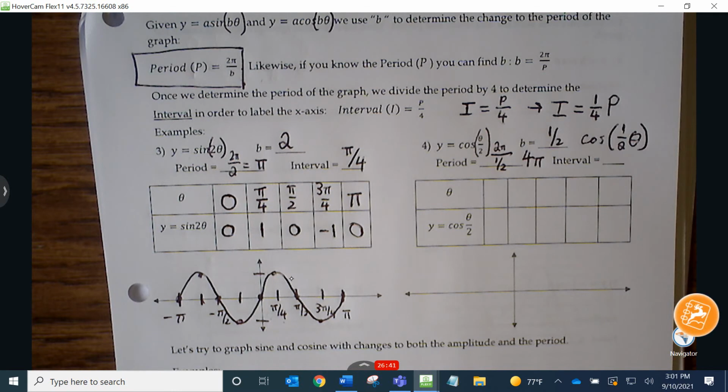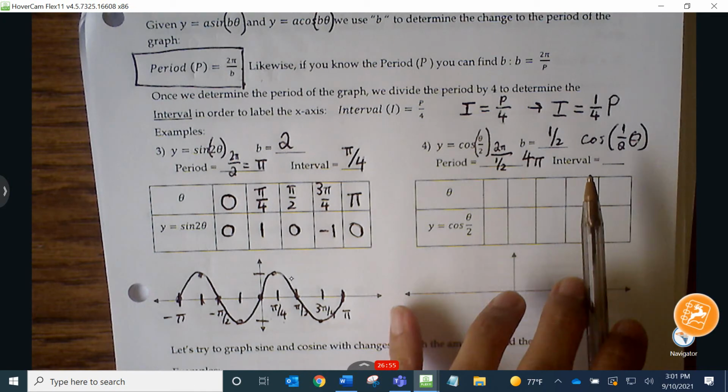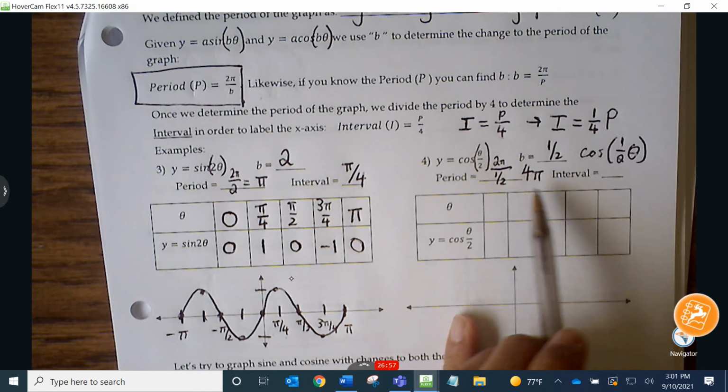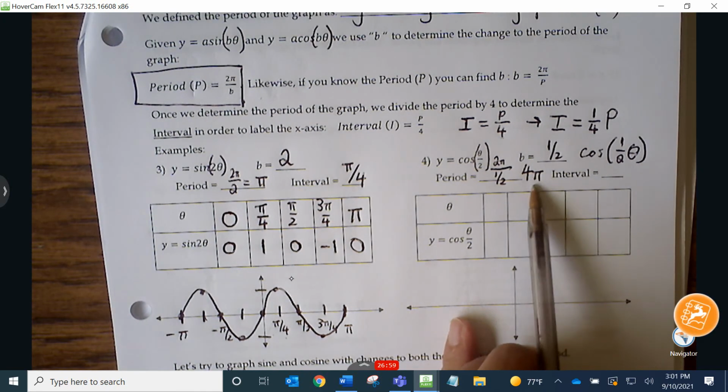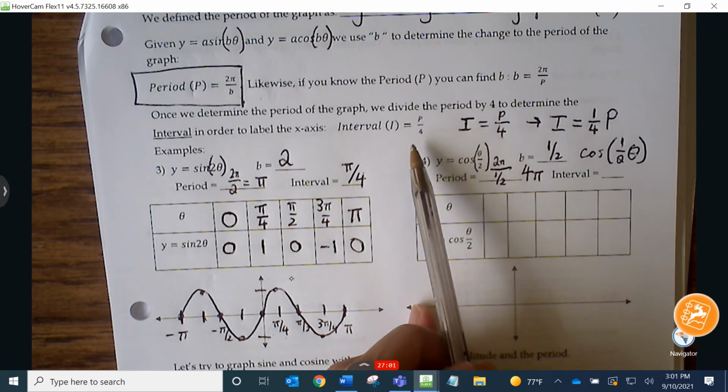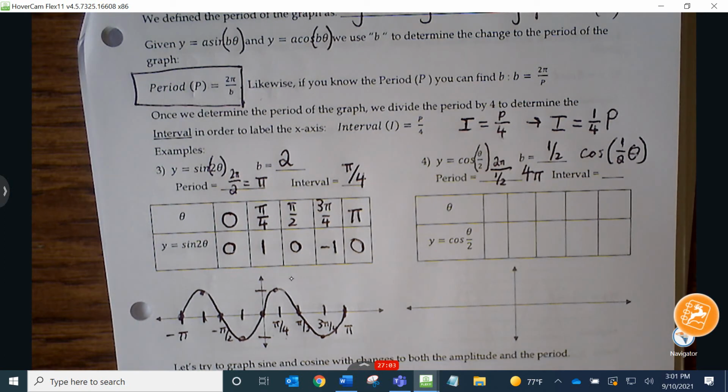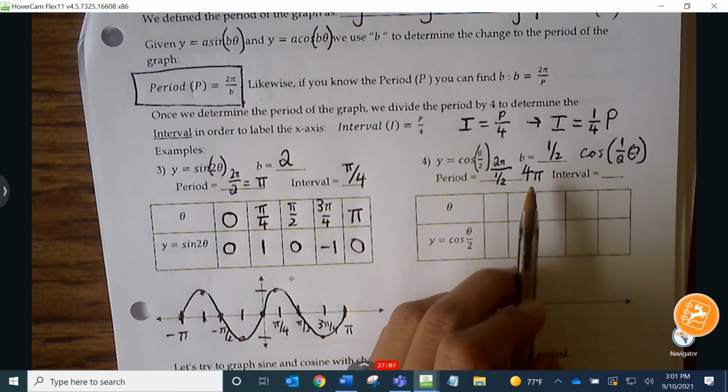Now it's taking a lot longer for our cosine function to complete the cycle. But we have to also adjust the interval, right? Because we have a longer period, and we're going to have longer subintervals as well. So how do we find out those subintervals? Take our new period and divide by what? Divide by 4, right? We're always going to be splitting up into quarters. So what's 4 pi divided by 4? Just pi.